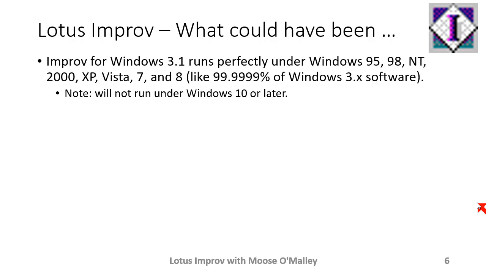Like 99.9999% of Windows 3 software, it runs perfectly under future versions of Windows for at least the next 20 years. Okay, it won't run on Windows 10 because it requires the 16-bit Windows subsystem, which is no longer included with Windows 10. So Windows 10 can't run 16-bit software out of the box. You can run it via emulation, of course, like VirtualBox and other virtual machines. Okay, so there are ways around the limitation, but it won't run natively out of the box.